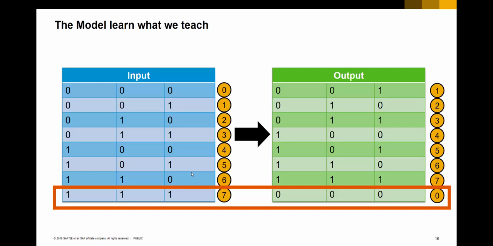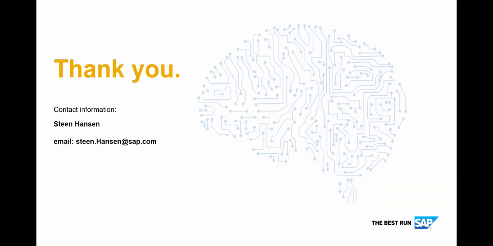So it's also important to pay attention to what we are actually teaching the model to do, because it will do what we teach it. It won't understand per se that it is now a binary counter.